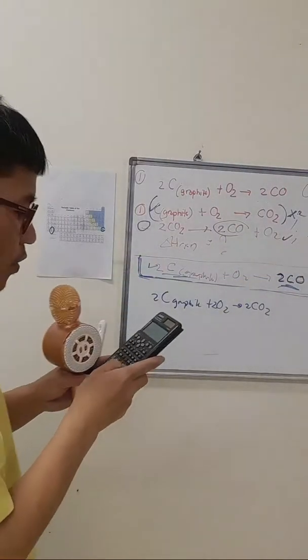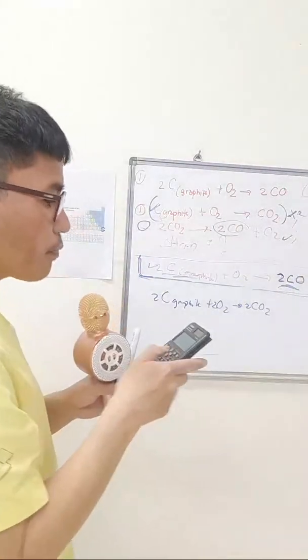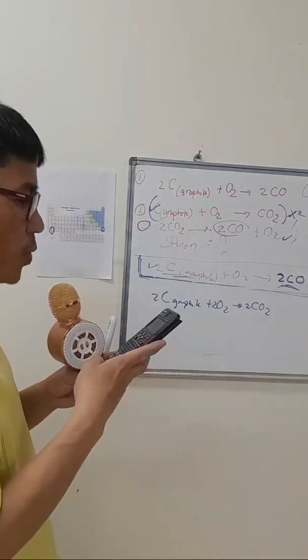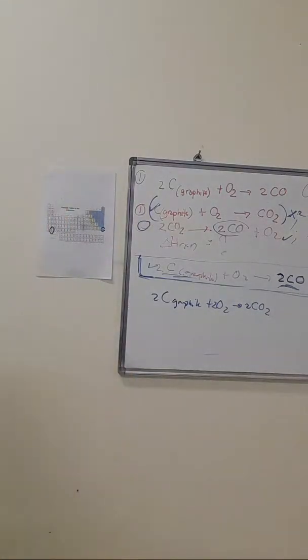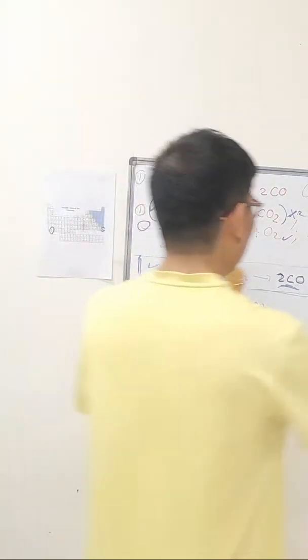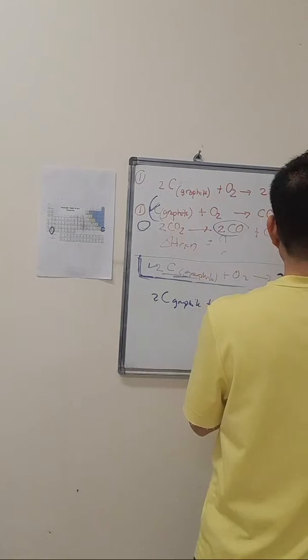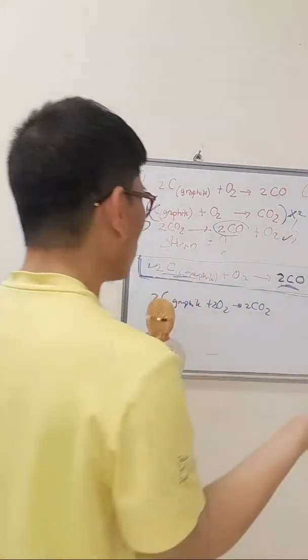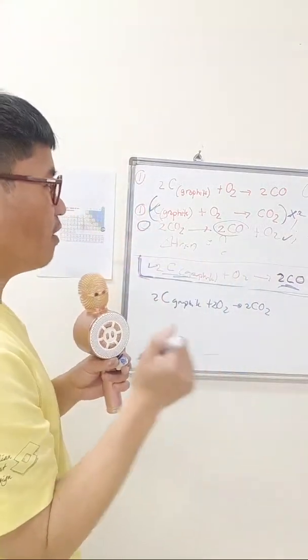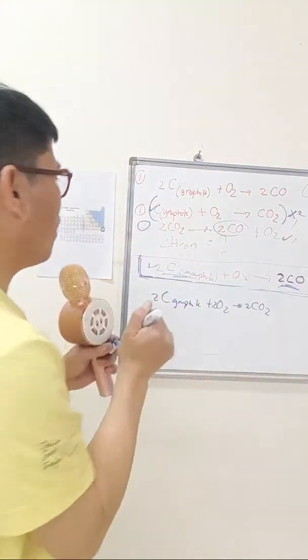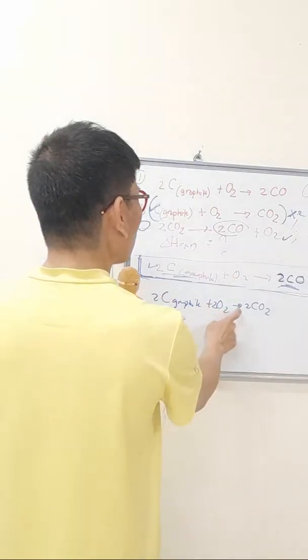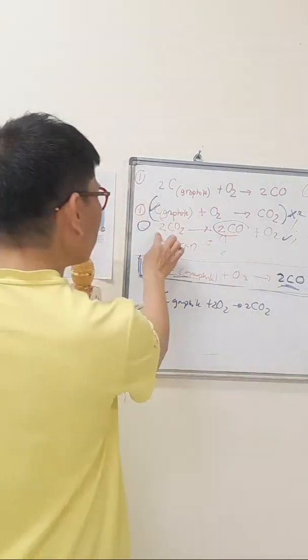Okay, it's going to be 393.5 times 2. So it's going to be 787, right? Okay, 787 kilojoules. Now, this 787 kilojoules will be added later. Okay, but wait for a while. Okay, now we have this one, 2 moles of carbon graphite plus 2 moles of oxygen gas plus 2 moles of carbon dioxide. Add the second equation.